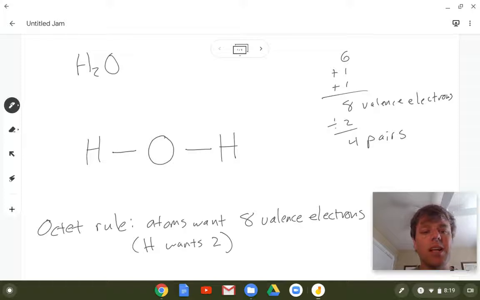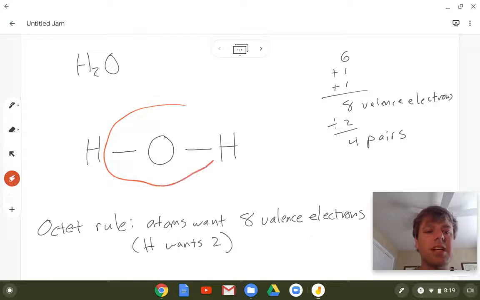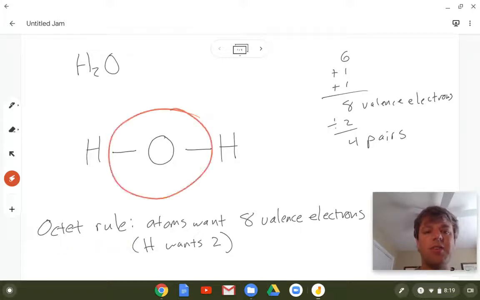And we're going to represent that with a line. So that represents one pair of electrons that's shared between the hydrogen and the oxygen. So that means that this hydrogen here has one pair of electrons, and this hydrogen here has a pair of electrons, or 2 electrons, and this oxygen right now has 2 pairs of electrons, or 4 electrons. So the only thing we have left to do in order to satisfy the octet rule is this oxygen needs 4 more electrons or 2 more pairs of electrons.